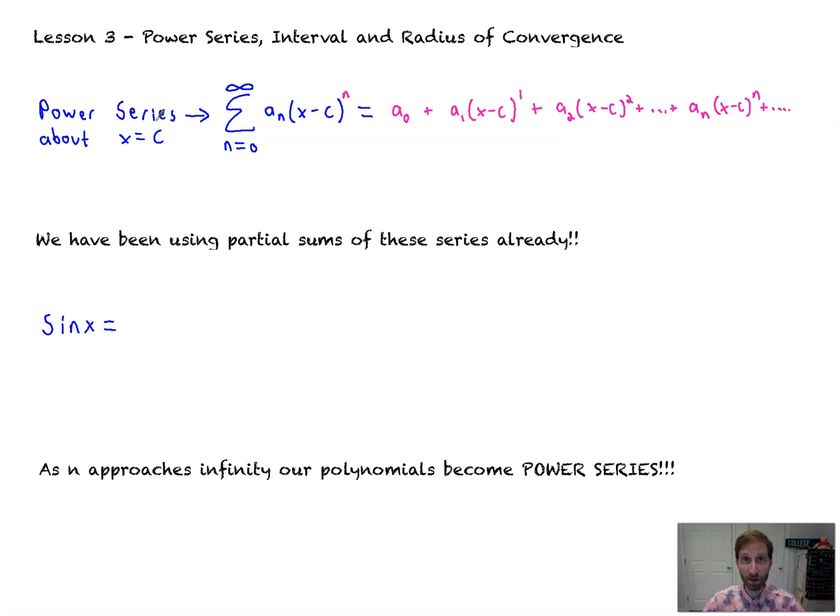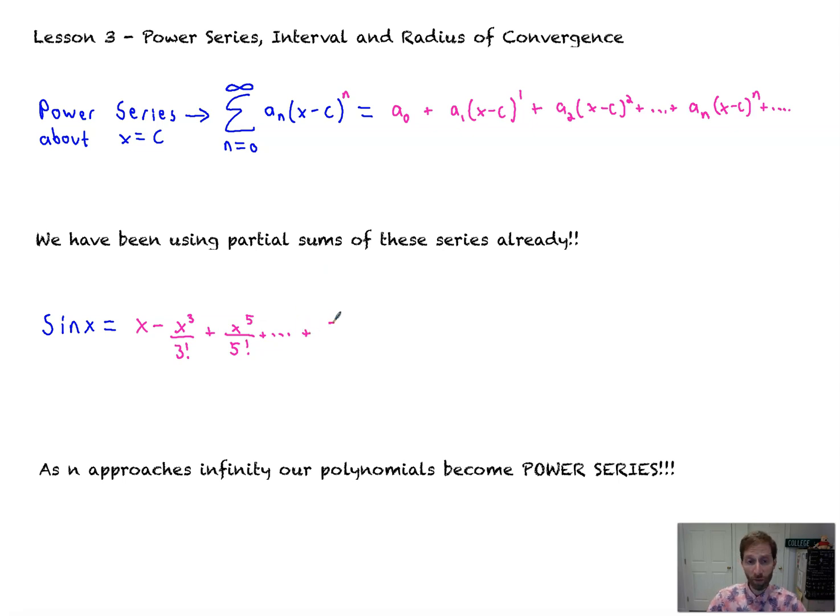We built power series with the Taylor polynomial and Maclaurin polynomial procedures of yore, like of the past. Anyway, we have been using partial sums of these series already, and I'm going to show you this. We did partial sums of sine, right? We had x minus x to the 3rd over 3 factorial plus x to the 5th over 5 factorial, and it goes on and on. So we've been doing partial sums of that and using those to do approximations.